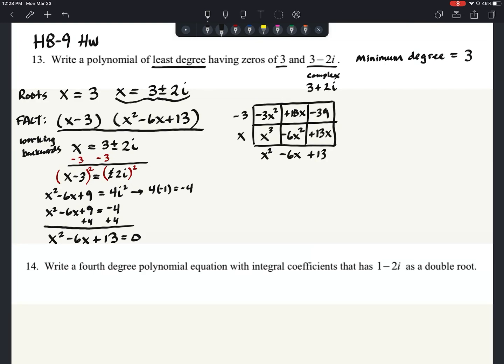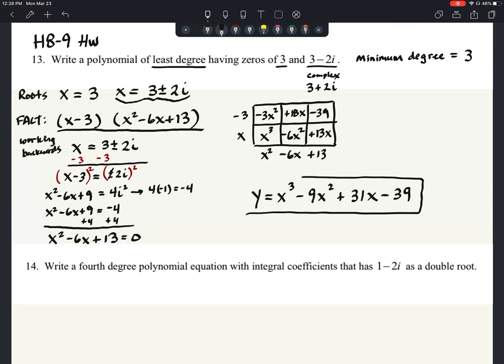So when we take this and write this all out, we're going to have y equals x to the third minus 9x squared plus 31x minus 39. That is our minimum degree polynomial that we could have that contains those two roots.